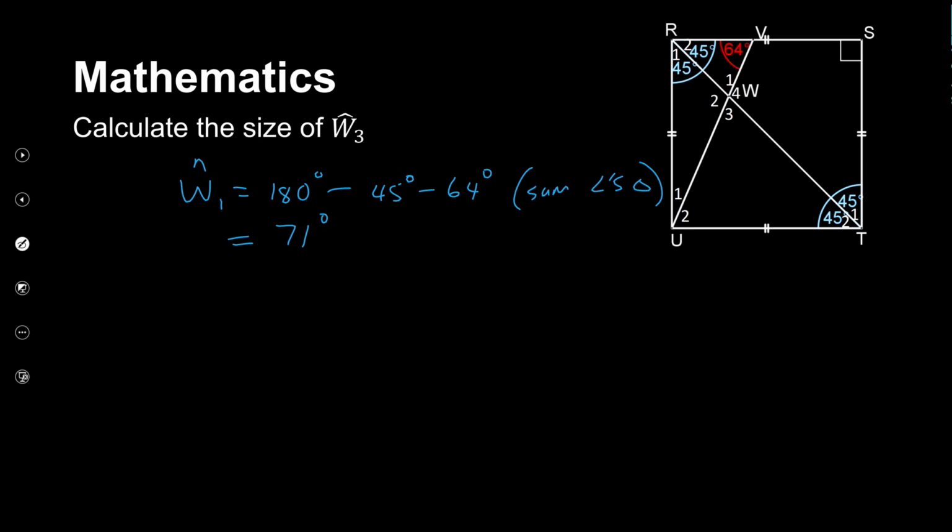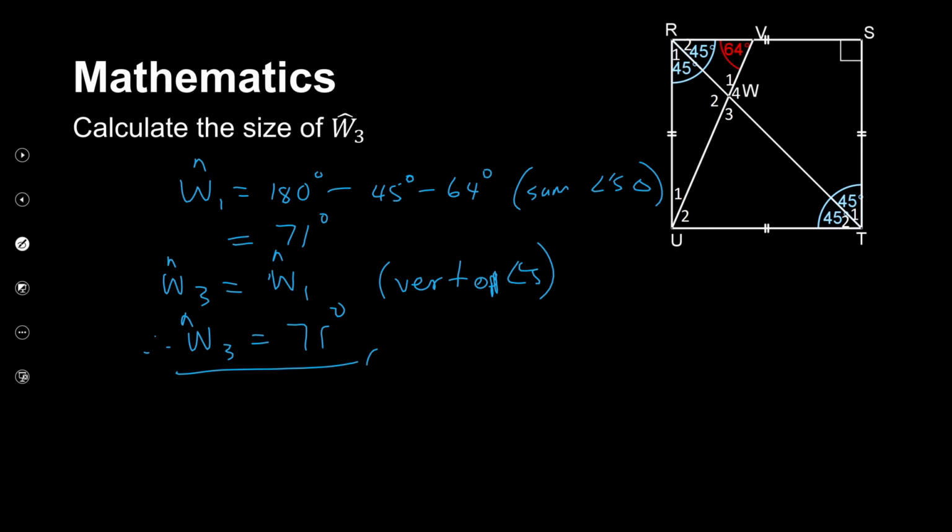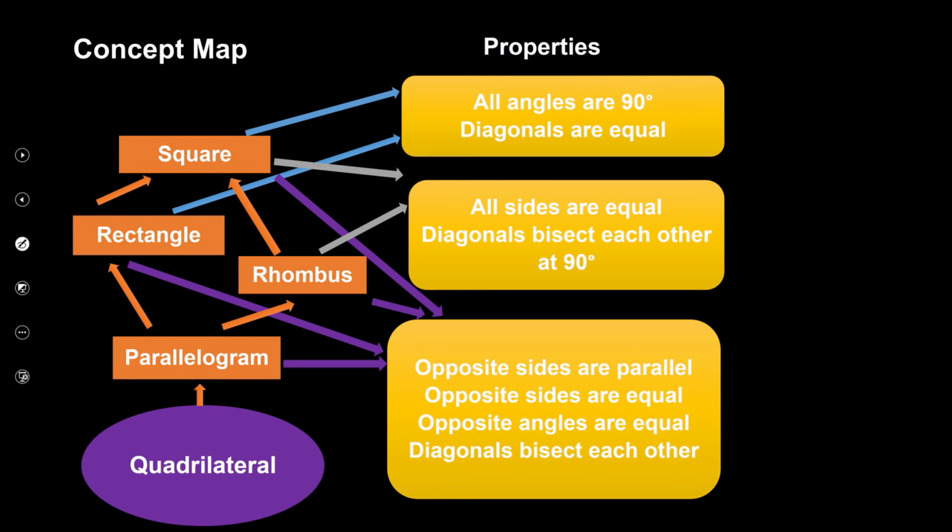And then lastly, what do I know? I know that W3 is equal to W1, and this will be vertically opposite angles, right? Vertically opposite angles. And therefore, W3 will be equal to 71 degrees. And that's what I will then have from there. So please make sure you are clear on that.